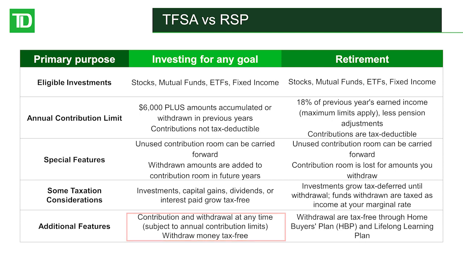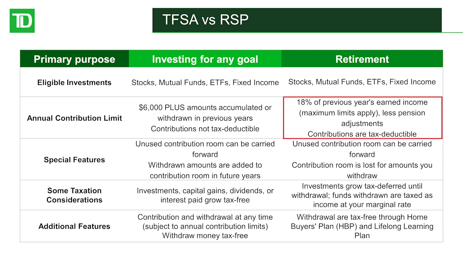And then switching gears to the RSP account, as we said, the primary purpose is really for anybody who wants to save for their retirement, even for a shorter term, or ideally for a longer time period, because it is for the purpose of saving for retirement. However, you could use an RSP account for any other investing goal or purpose, and eligible investments would include stocks, mutual funds, exchange traded funds, so very similar to a TFSA account. And then as well, it is subject to what we call an annual contribution limit.